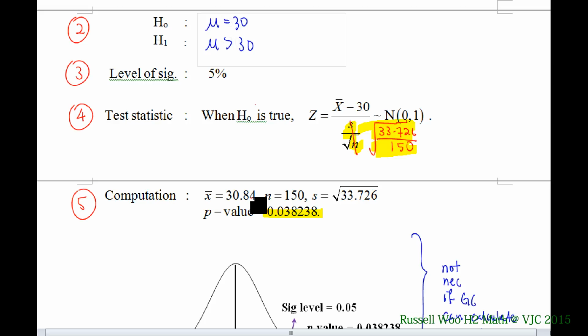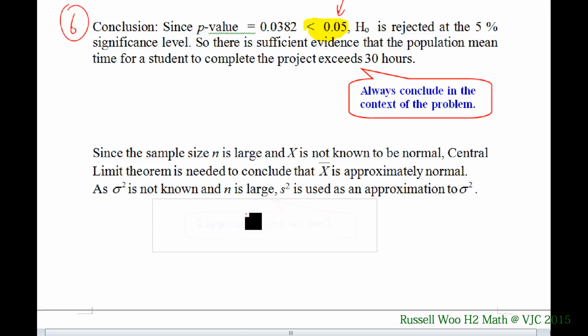Second thing, since you don't know the population variance, you use 33.726. That is an estimate. That is not the population. Follow? So there are two things. One thing is the central limit theorem. The second thing is S square is used in approximation. Sorry, this is number 2. Ayo, cannot count. Follow?